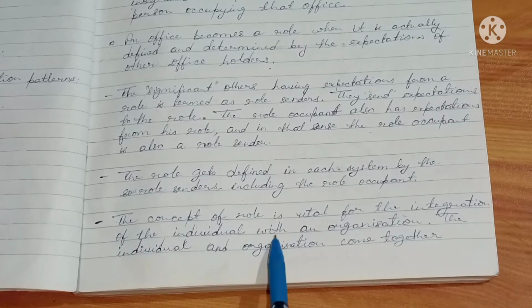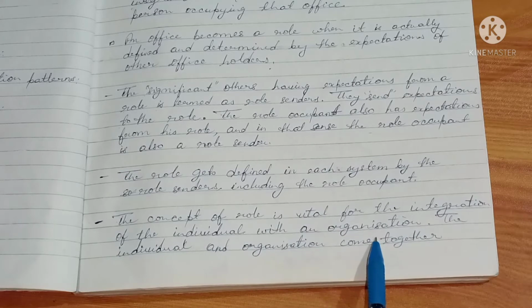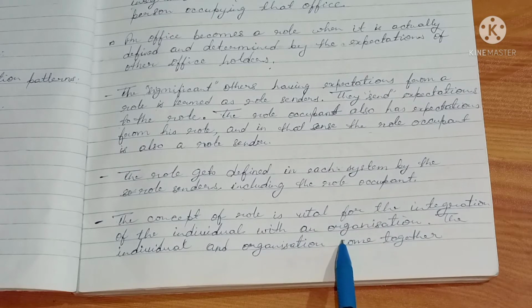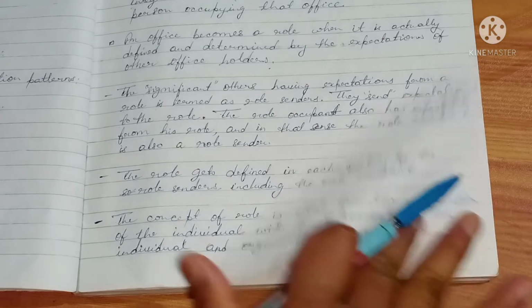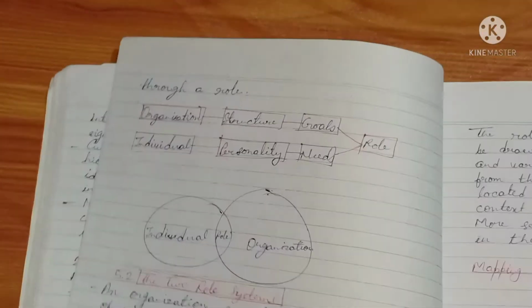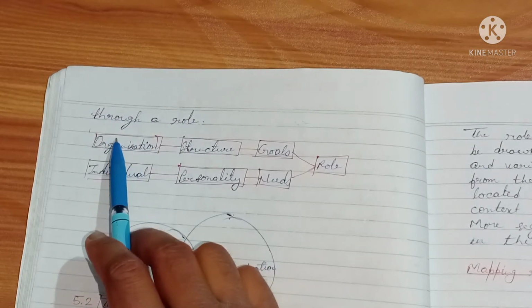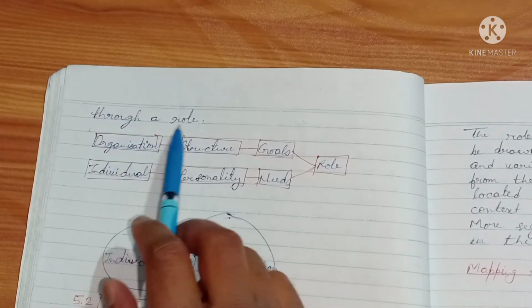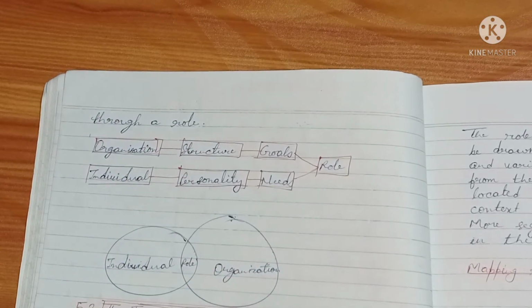Next, the concept of role is vital for the integration of the individual with an organization. Why is it vital? The individual and organization come together. So the concept of role is important because organization and individual come together through a role. Role is the integrating element between the individual and the organization.